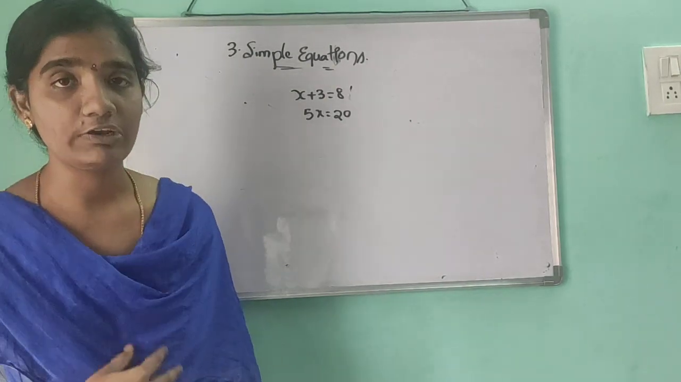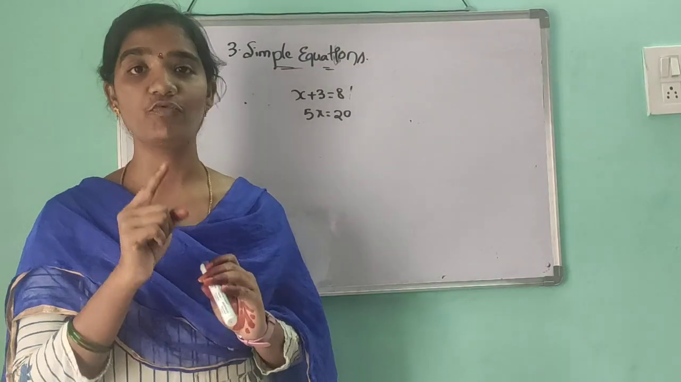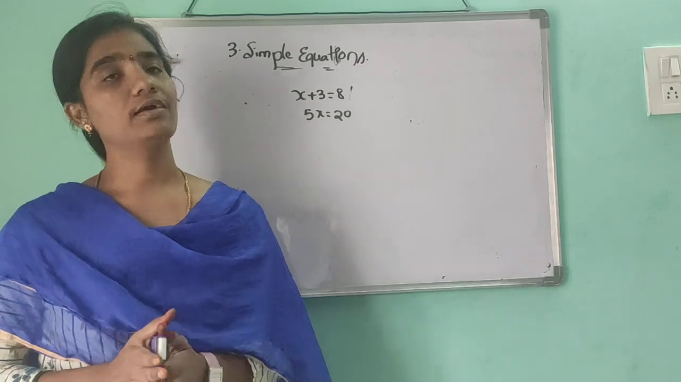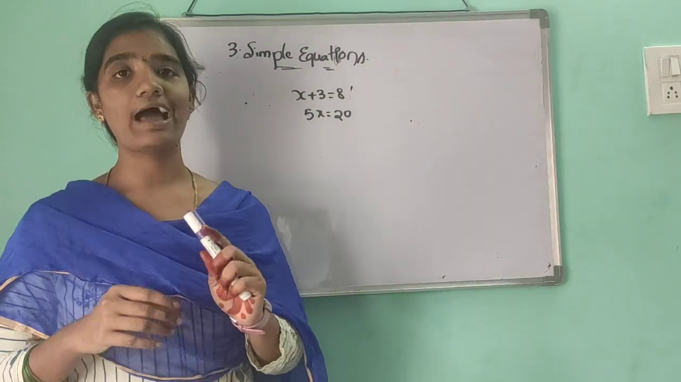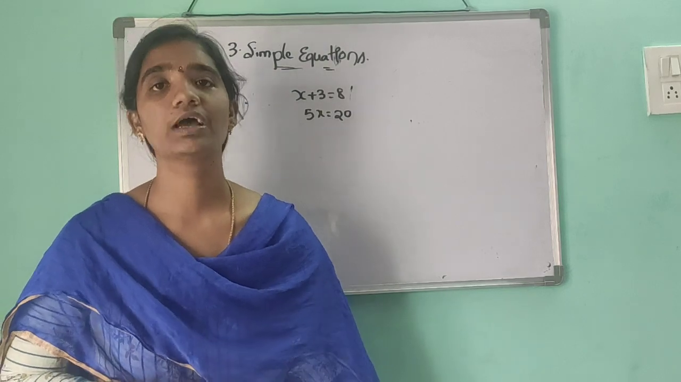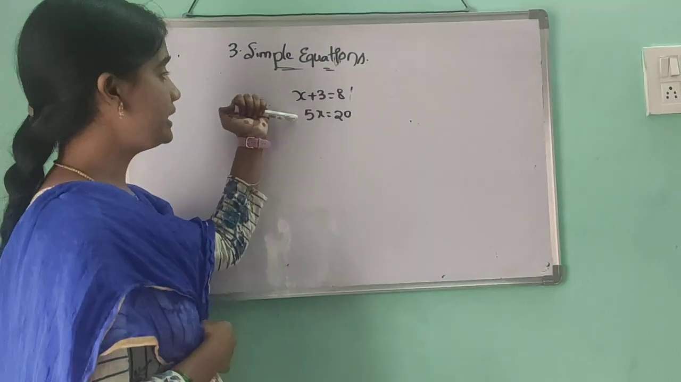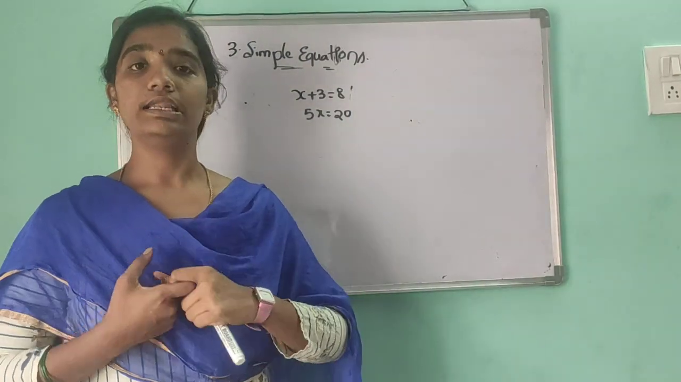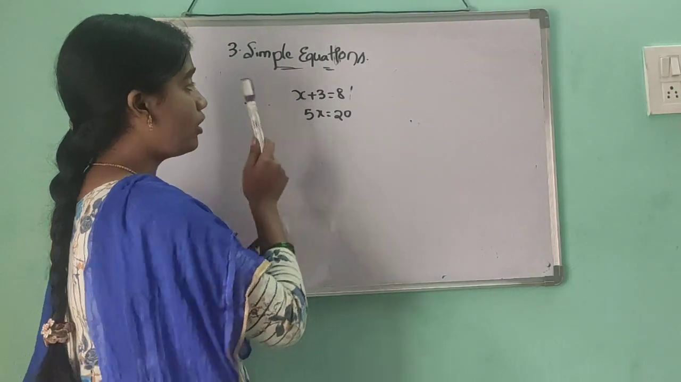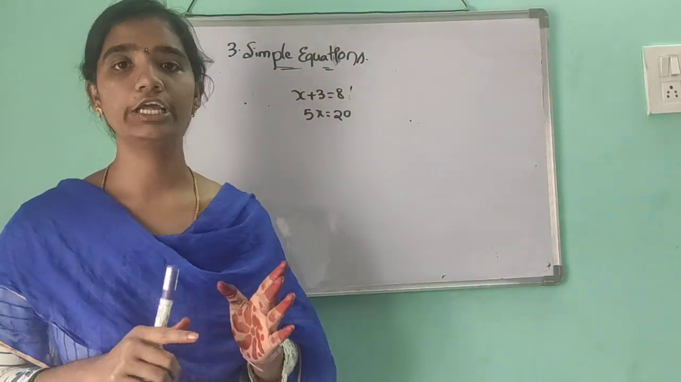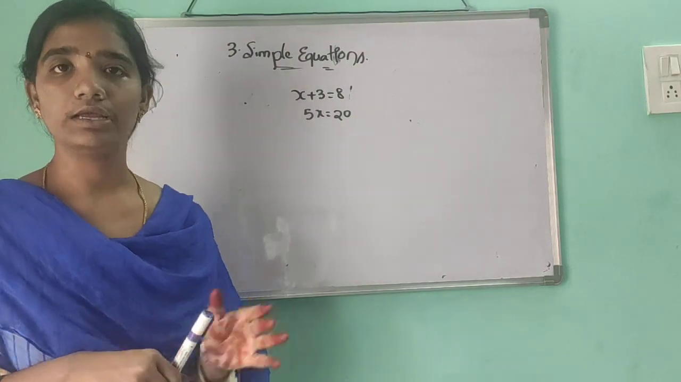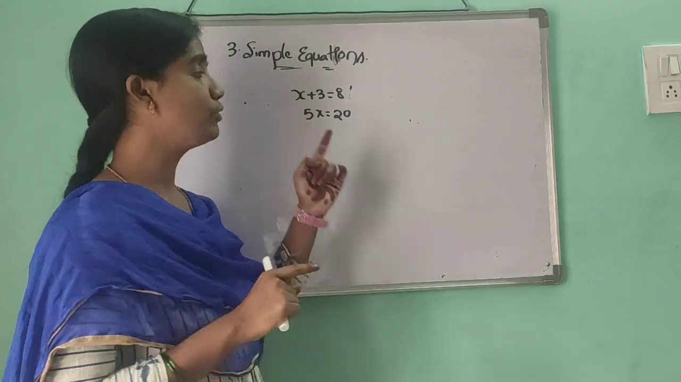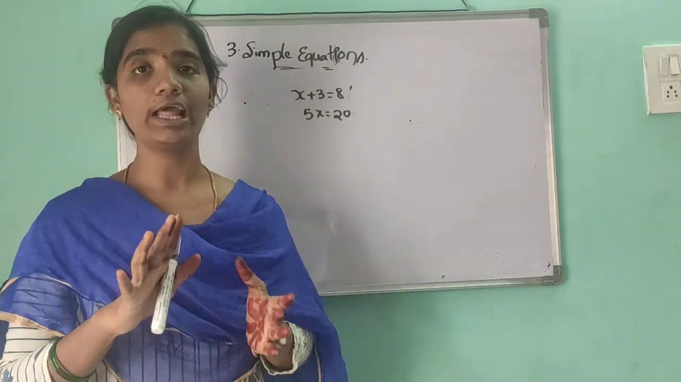A linear equation in one variable is said to be a simple equation. A linear equation having only one variable is said to be a simple equation. The two equations are linear equations because the degree of the variable is 1. The degree of the equations is 1. The two equations have only one variable, x.